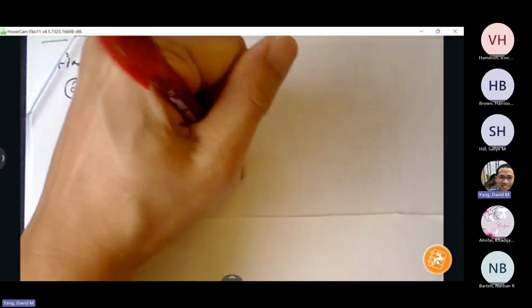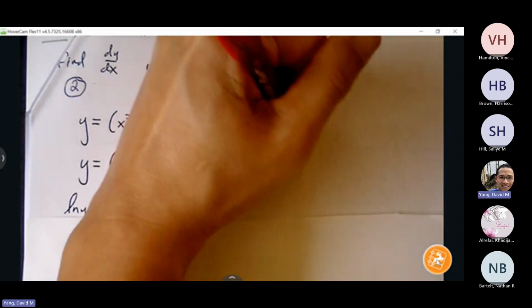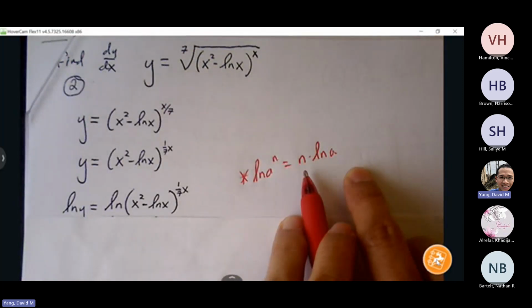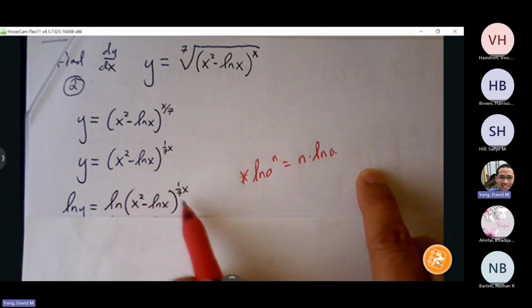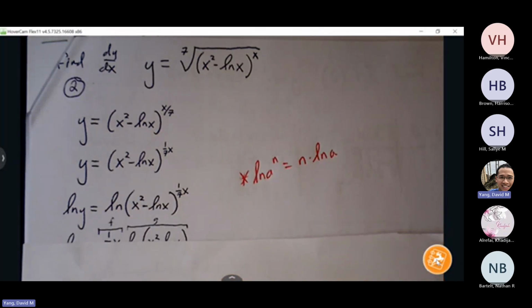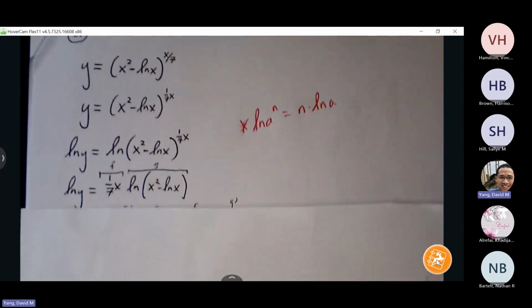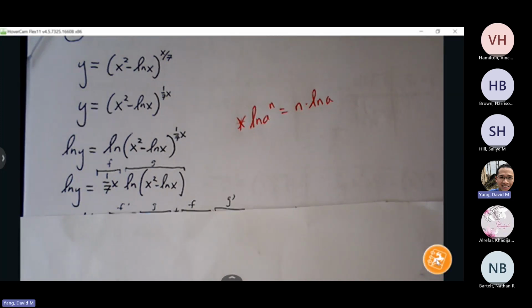Remember this property: if I have natural log of a to the n, I can expand that into n times natural log of a, right? So I can move the exponent down as a coefficient, or move it up as an exponent, freely without changing the overall value. This will help us with our next stage if we move that 1/7 x down. So now we're ready for our derivative.